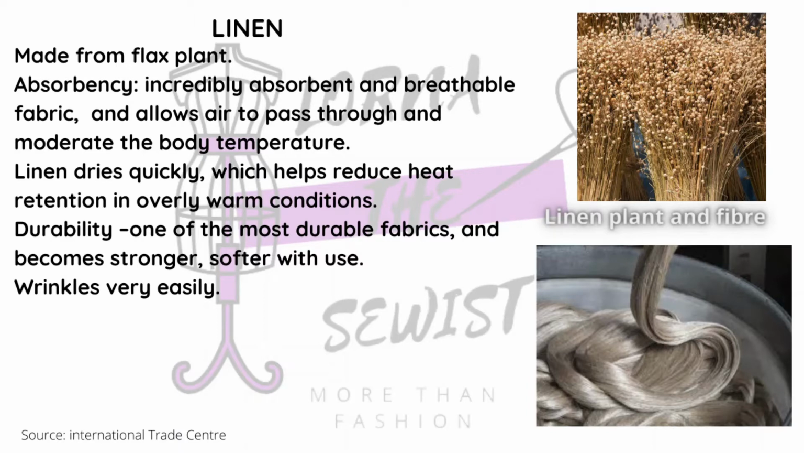Next, we look at linen, which is from a plant called flax, and it's also very absorbent and breathable and allows air to pass through. Linen dries quickly, which helps reduce heat retention in overly warm conditions. You'll find that linen is used a lot in very hot climates, especially if you come across Ethiopian linen, the Ethiopian fabric is usually very light, very durable, but very airy. It also wrinkles easily. In fact, sometimes the way I can tell fabric is linen is just by how much it wrinkles. I think it wrinkles more than cotton.